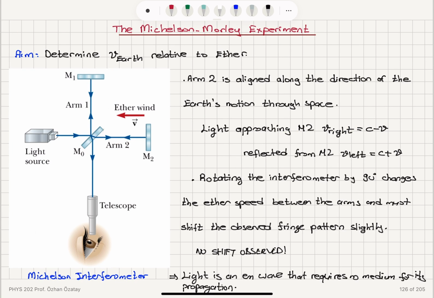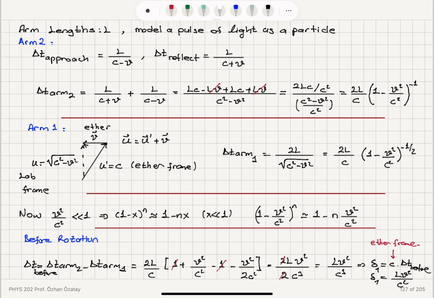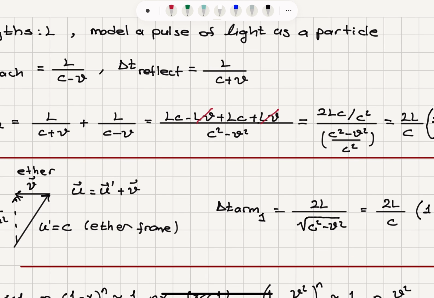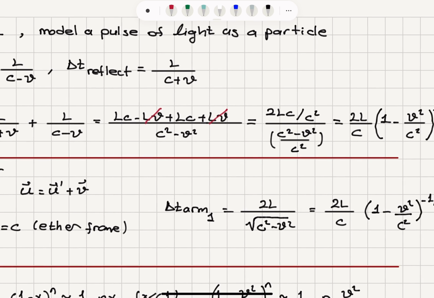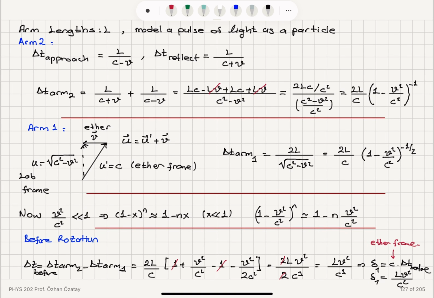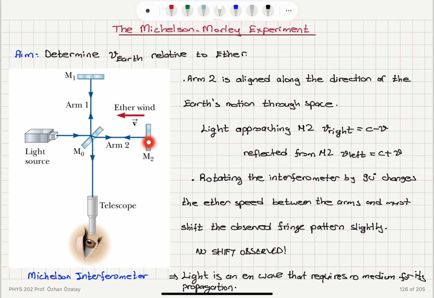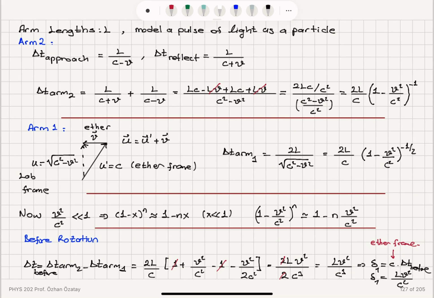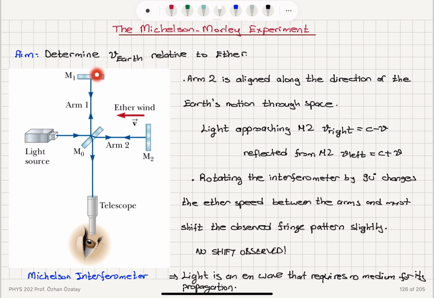So the total time of travel for this pulse of light to approach mirror 2 and reflect and come back to the beam splitter is L over c plus v plus L over c minus v. So that will be Lc minus Lv plus Lc plus Lv divided by c square minus v square. So Lv's cancel, so we obtain 2Lc over c square minus v square. We divide top and bottom with c square. So we obtain 2L over c, parentheses, 1 minus v square over c square, to the power minus 1. So that's the total time the pulse of light spends in the process of reaching M2 and coming back to the beam splitter M0.